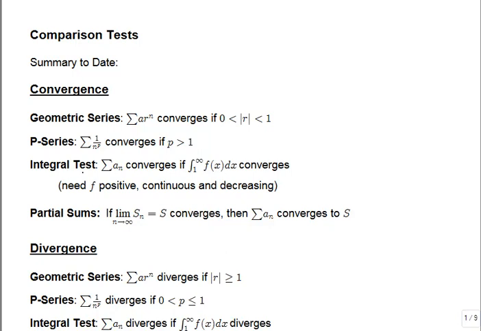The integral test tells us that the infinite series a sub n converges if the integral from 1 to infinity of f of x dx converges, where this f of x function is the same as this a sub n. You need your function f to be positive, continuous, and decreasing in order to apply the integral test. And then we also have partial sums. If we have a formula for our partial sum, our s sub n, and the limit of that goes to some value s and converges, then that means the infinite series converges to that s as well.